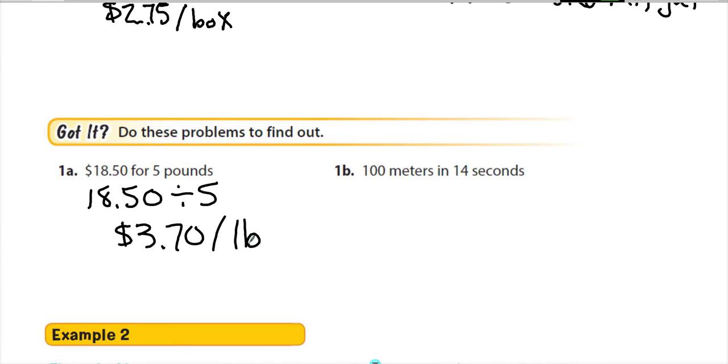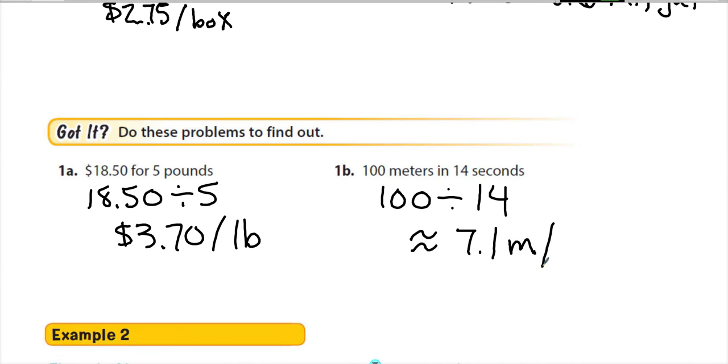And then 1B was 100 meters in 14 seconds, so that means 100 divided by 14. And that's going to be approximately, this time it's going to round off to 7.1, and M is meters, and then per is slash, and then S means seconds in math. So M/S. All right, and that's it for those. So let's move on to the next example.